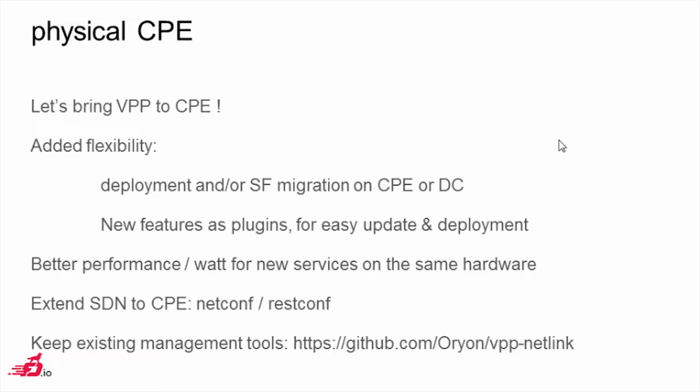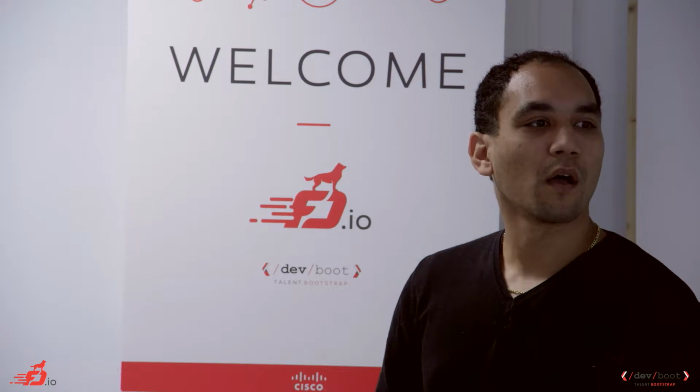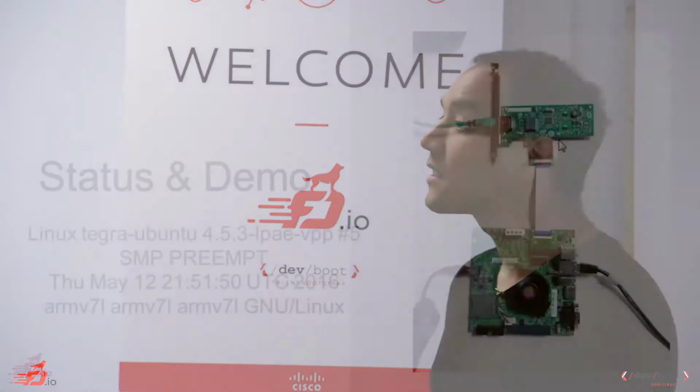Hopefully, we will have better performance per watt. Thanks to this, we could push new services onto the very same physical CPE. Maybe we could also extend the management tools, which today stop at the border of the network, up to this physical CPE. This is for the future. Today, what we can do is stick with the existing management tools, thanks to the work Pierre is doing on the integration between VPP and Netlink.